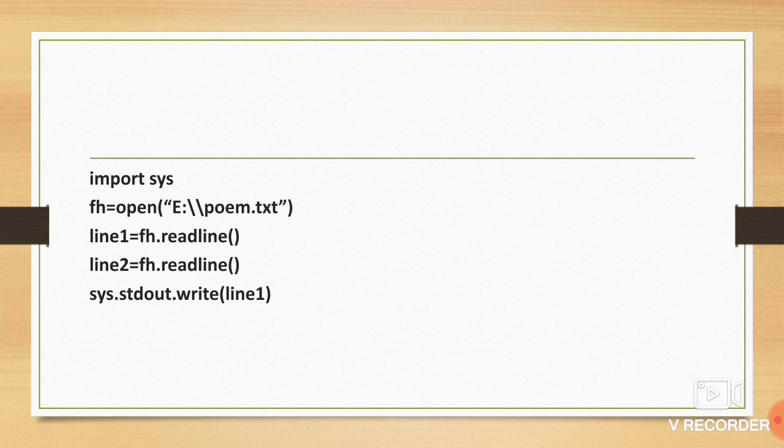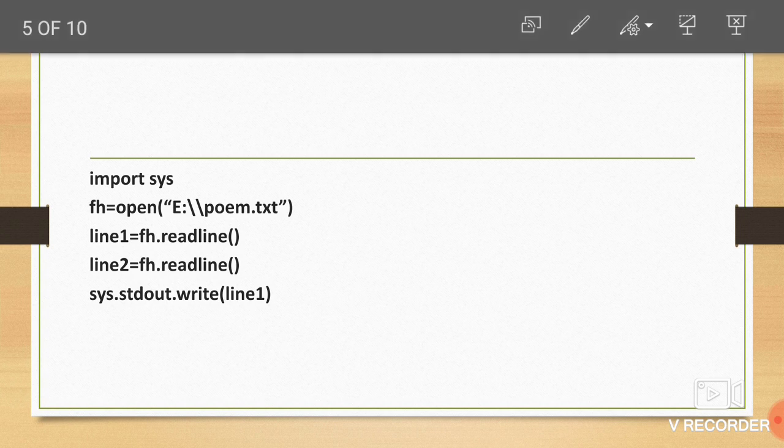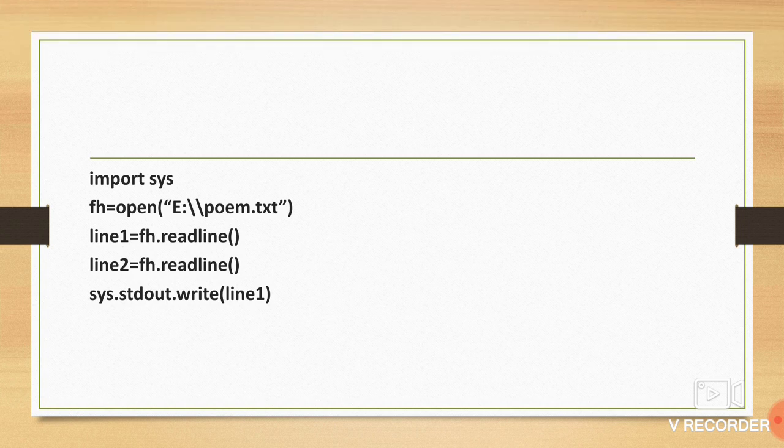ये stdout ये जो फाइल है वो हर बार राइट मोड में ही ओपन होता है. Okay, so sys.stdout.write in the brackets line1. By using this we will write the first line, then sys.stdout.write line2. By using this we will write the second line.